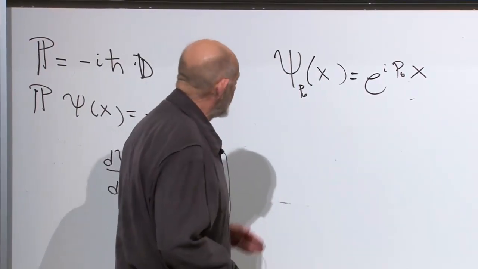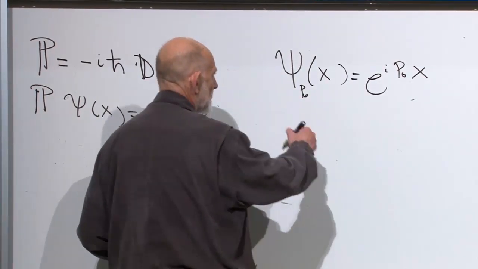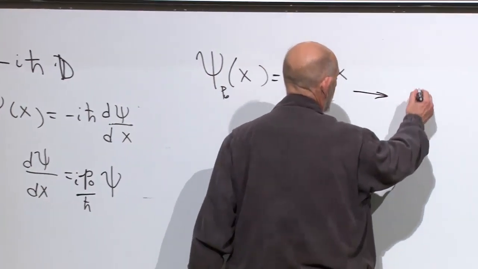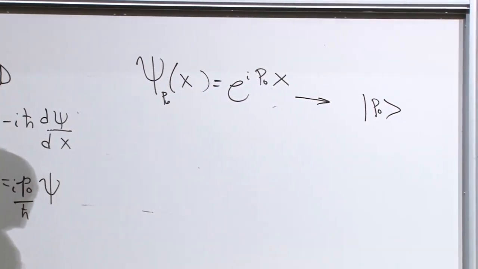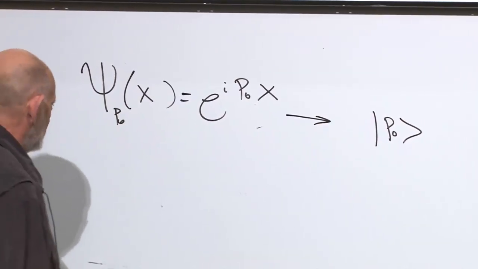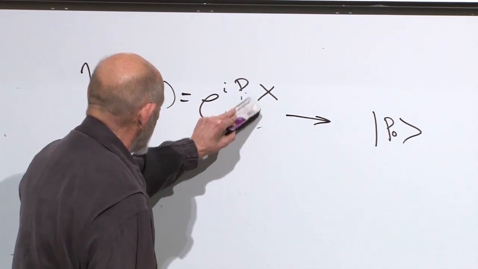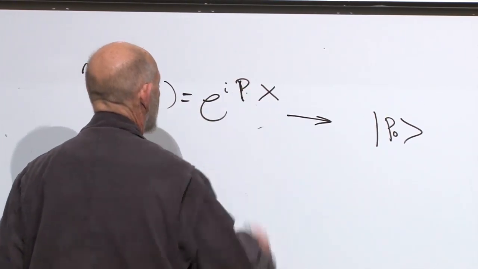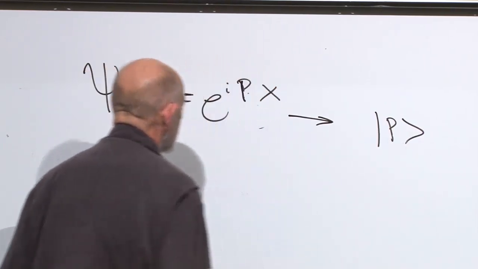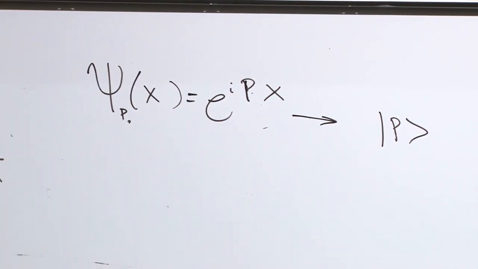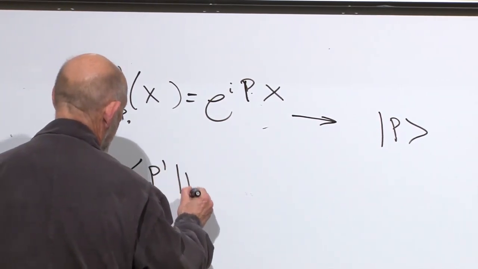Let's take the inner product between two momentum states. This here is a representation of the momentum state P naught. Or let's just call it P. Get rid of the naught. It's not serving any real purpose here. Let's take the inner product of two momentum states, P prime and P.